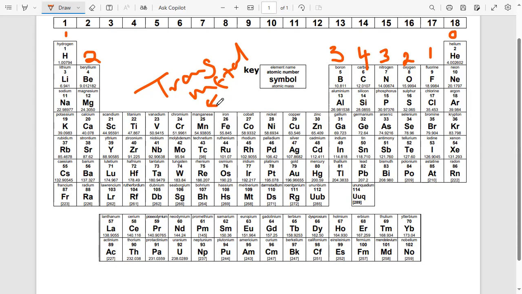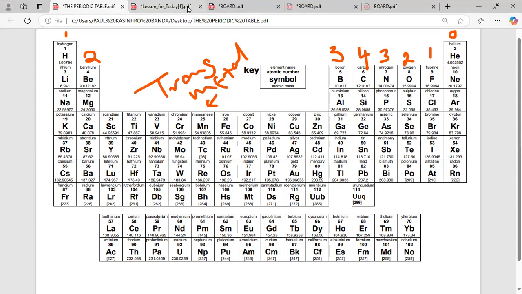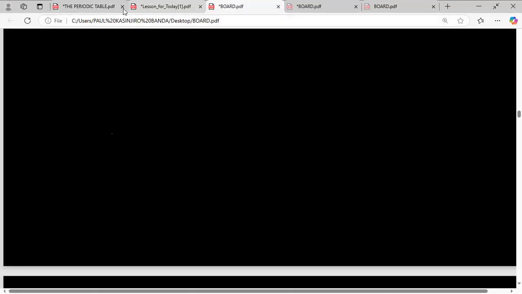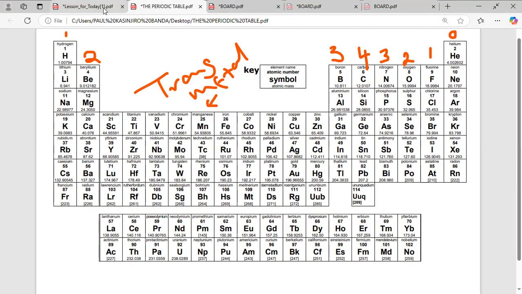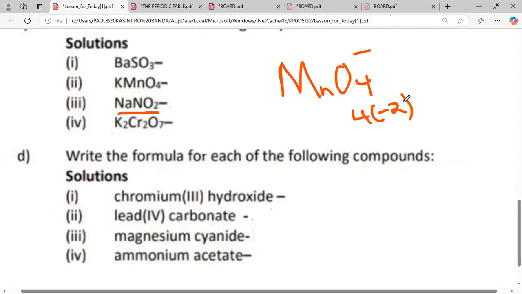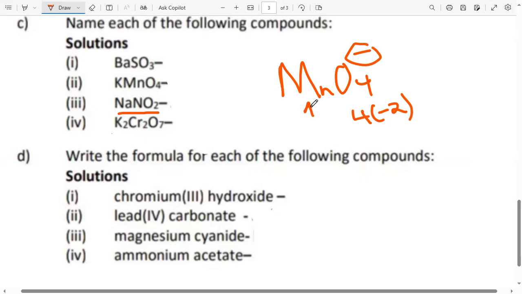So if we get any of those and then we try to combine with the oxygen that we have here, we won't get this -1, because manganese is a transition metal. So we just have to know that the permanganate has a -1 charge like that.